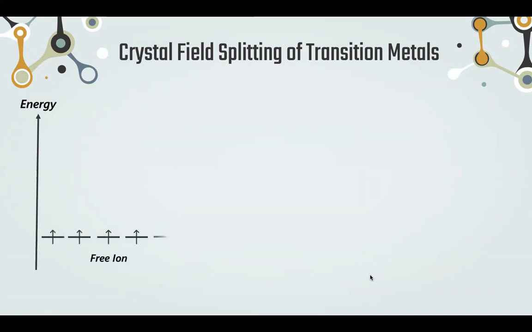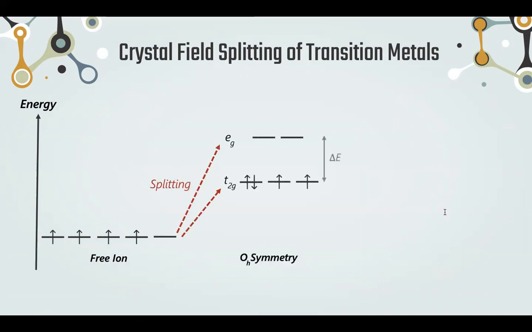In a free ion, all the 5D orbitals are degenerate, since there are no external perturbations to them. However, in a crystal environment, the 5D orbitals split in energy due to the electrostatic perturbation caused by negative charges of the ligands, as well as by covalence between the ligand and metal orbitals. For example, in octahedral symmetry, the 5D orbitals are split in two groups, the T2G, which is lower in energy, and EG, which is higher in energy.